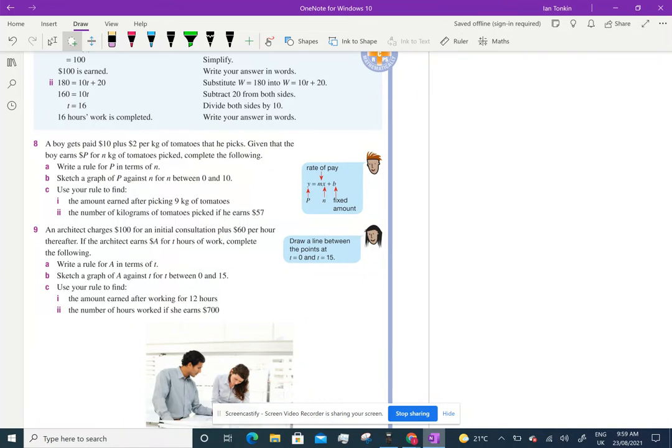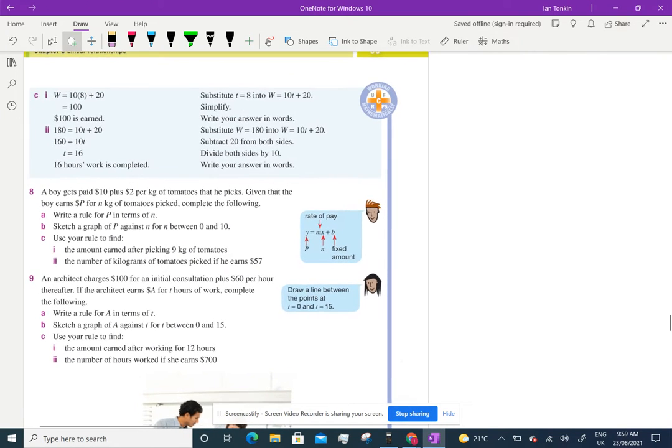Okay, Year 10, I'm now going to do a quick video about linear relationships where we model real life situations. So here's an example, and this is the one I want you to do these two. Have a go yourself first, and then if you're having trouble, come back and watch this video.